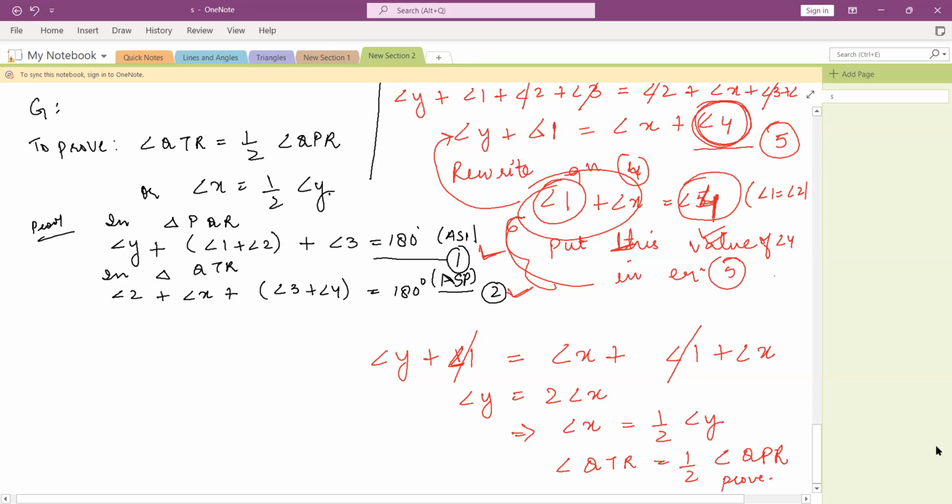Sorry, it looks a bit messy, but it's not that complicated. If you do it one or two times, it will become clear to you. So this chapter, lines and angles, is finished. We will move on to the next chapter, which is triangles now.